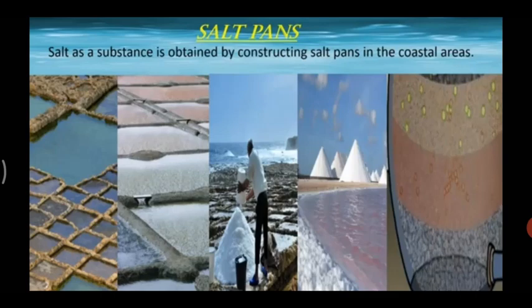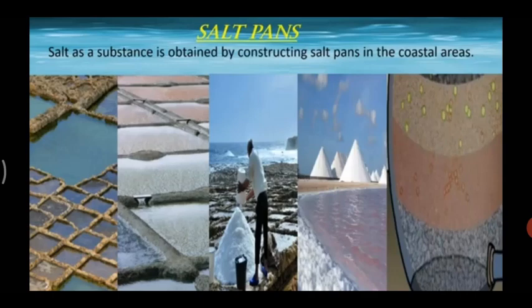Now, how do we obtain salt? We obtain salt from the salty waters. Salt as a substance is obtained by constructing salt pans. You must have seen salt pans somewhere, they look like a mountain shape. The process of salt making is given below. Now, you can see there are 5 pictures. That is the process of making salt.